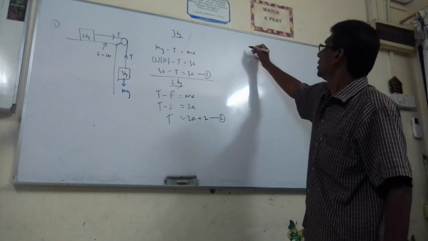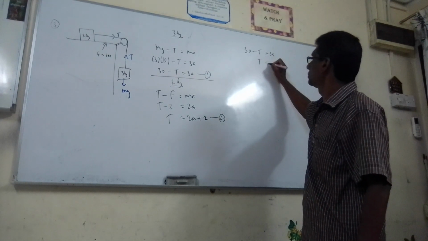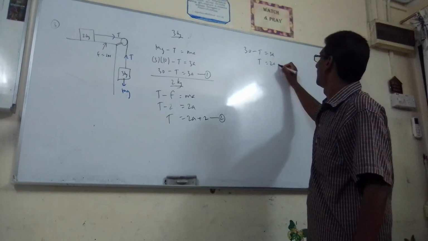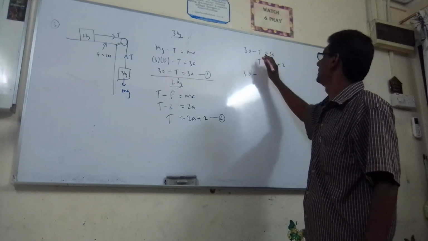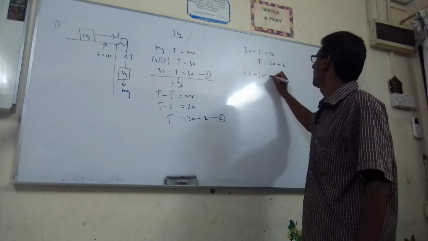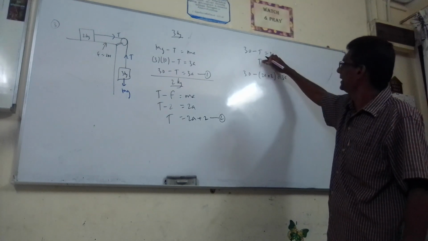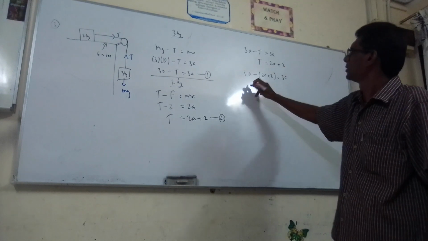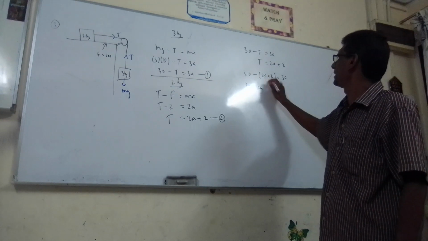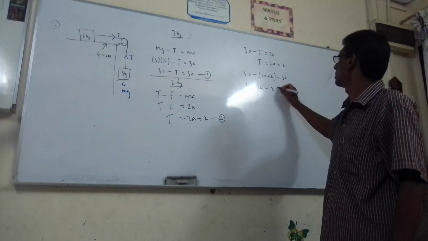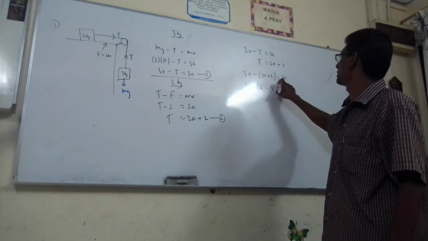So we are going to replace the T in 30 minus T equals 3a with T equals 2a plus 2. This is a simultaneous equation. So 30 minus 2a minus 2 equals 3a.